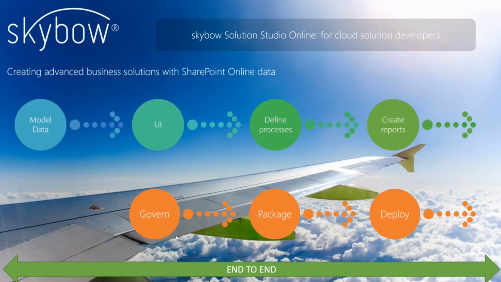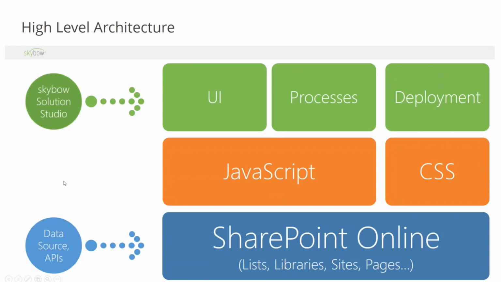From the governance side, we are also going to give you a full cycle for governing a solution, packaging it, and deploying it to target sites. So this is one end-to-end approach to building business solutions on top of SharePoint Online. From a high-level architectural perspective, your data remains in SharePoint. We are not using any third-party data stores for the moment. We still speak about your data in SharePoint lists and SharePoint libraries. This is the blue box down there.